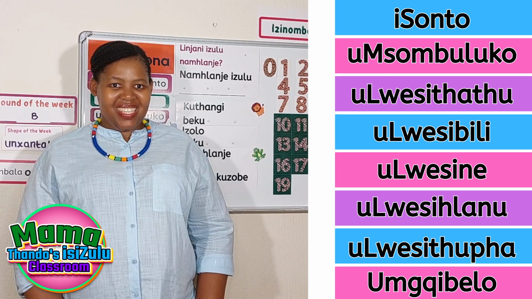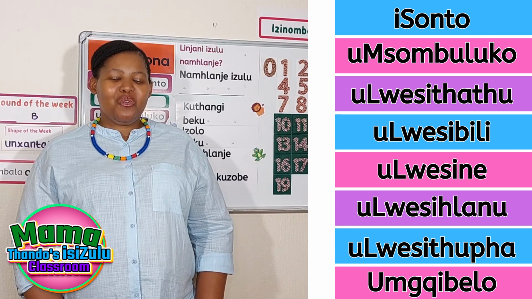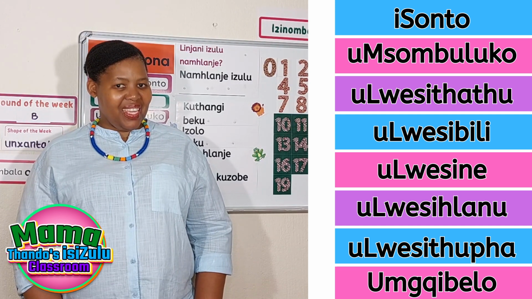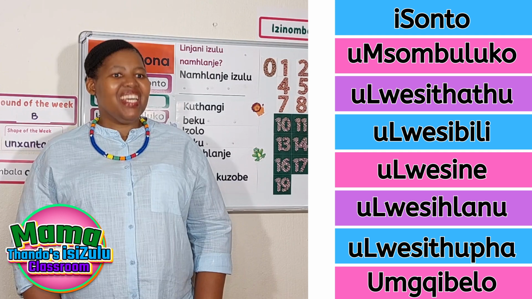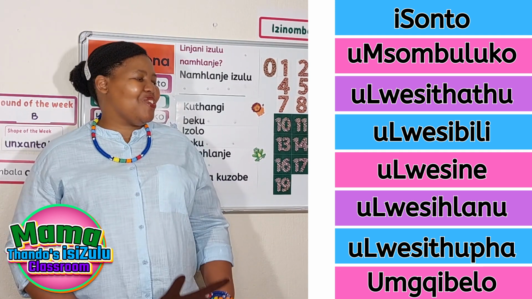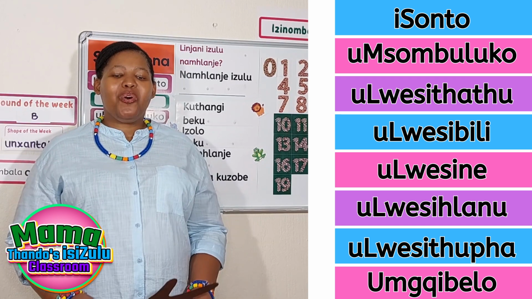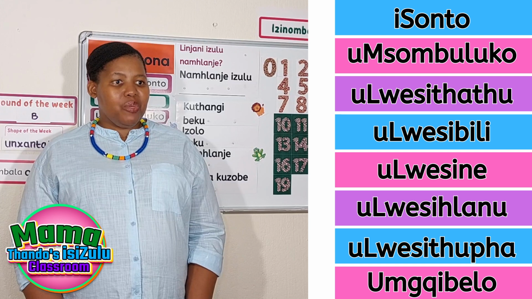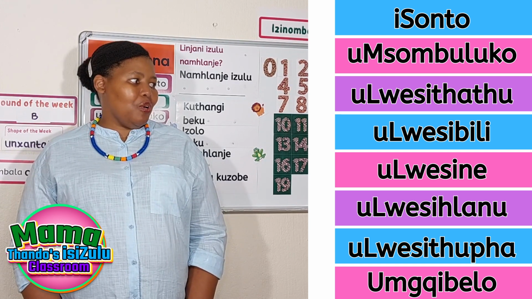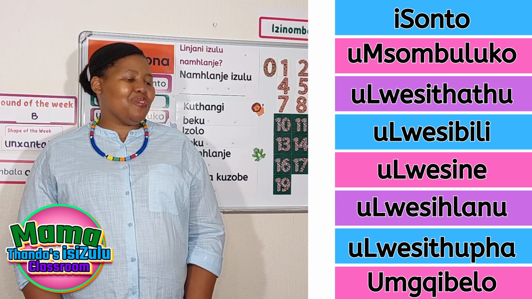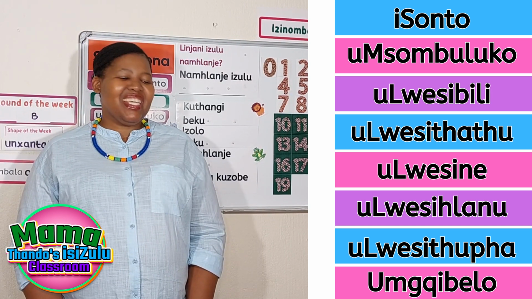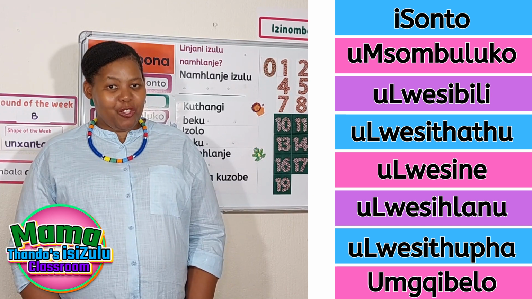Are you done? Which day of the week is in the wrong place? Did you say uLwesibili? Very good, Mngani. That was great. Halala. Yebo, uLwesibili. uLwesibili is in the wrong place. Because it says isonto umsombuluko uLwesithathu uLwesibili. So let's bring it back to the correct place. Now there we have the days of the week.